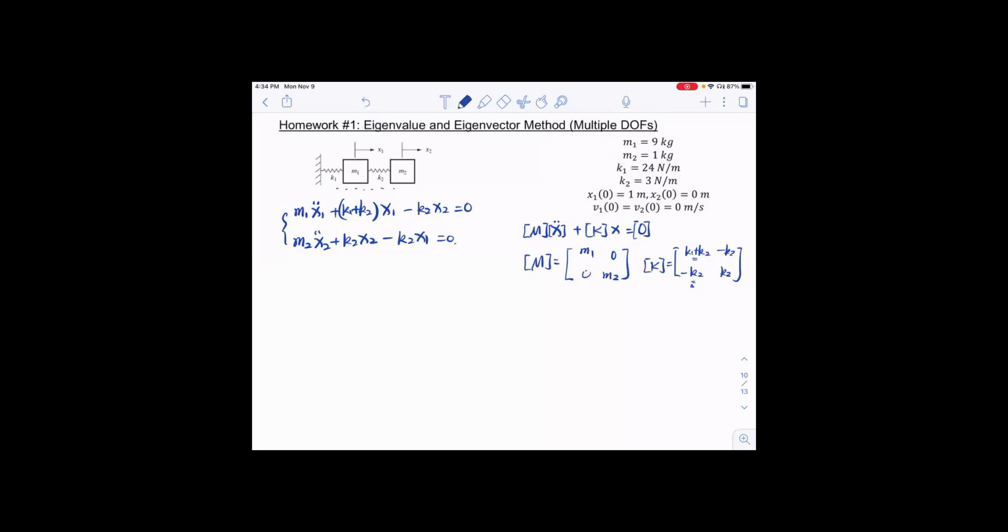The first thing we need to do, in order to use the eigenvalue and eigenvector method, is step one: convert second order ODEs to first order ODEs. The way we complete step one is by defining state variables.